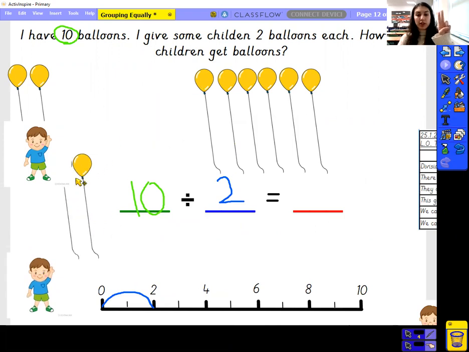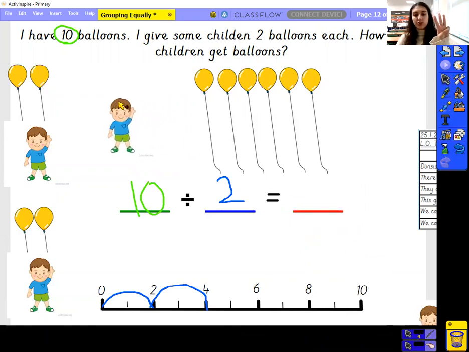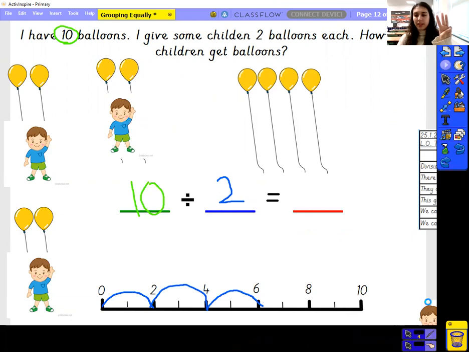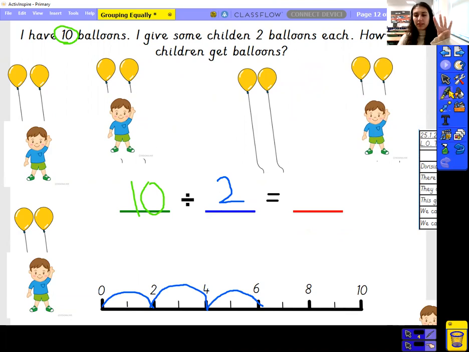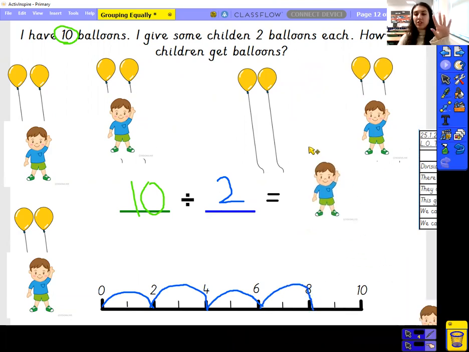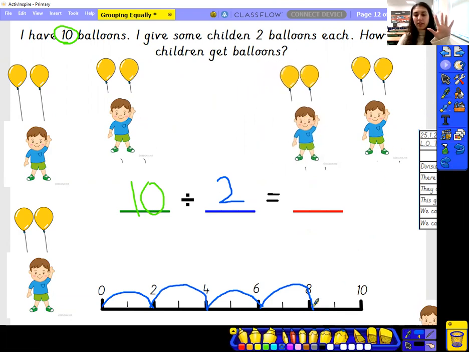If there were 2 children, that would be 4 balloons. If there were 3 children, that would be 6 balloons. If there were 4 children, that would be 8 balloons. If there were 5 children, that would be 10 balloons. So now I've run out of balloons.